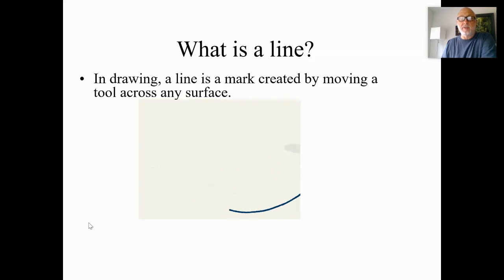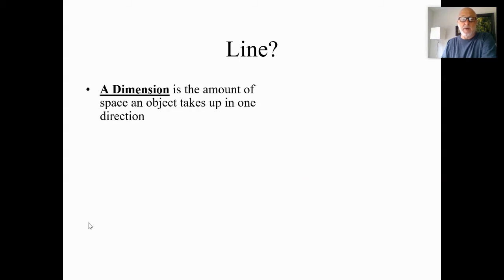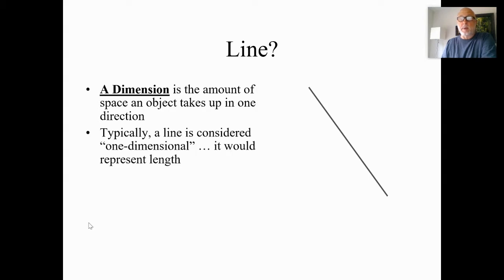So, for example, a pencil dragging across the surface of a paper, or your foot dragging through the surface of the sand. A line is considered one-dimensional. It's the amount of space an object takes up in one direction. It would represent either length, width, or height. Usually, we refer to it as length.